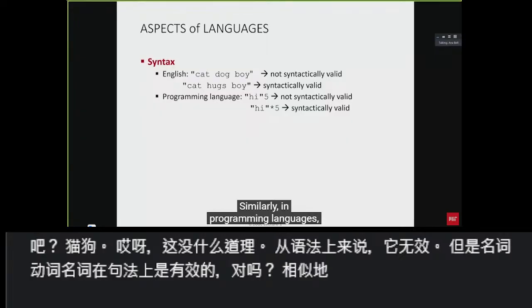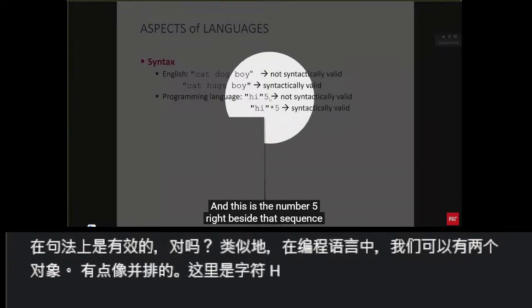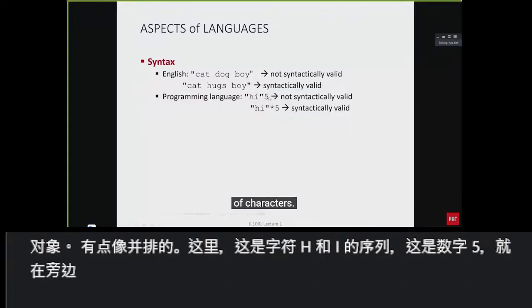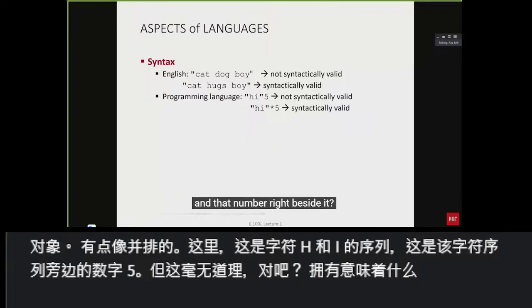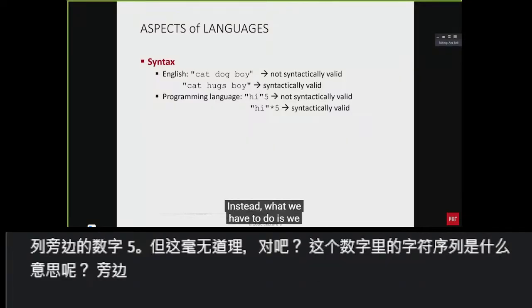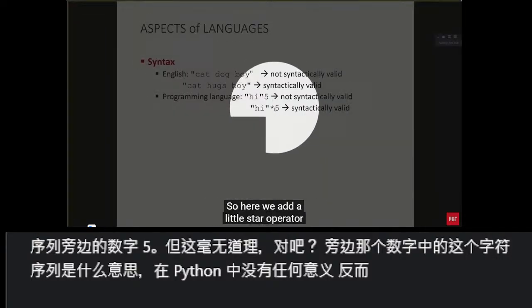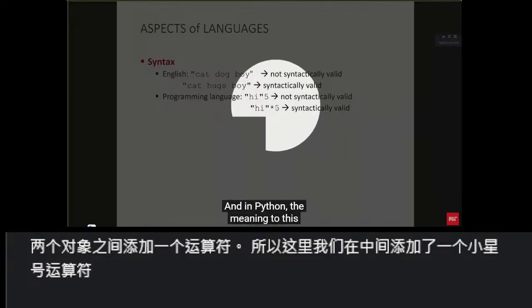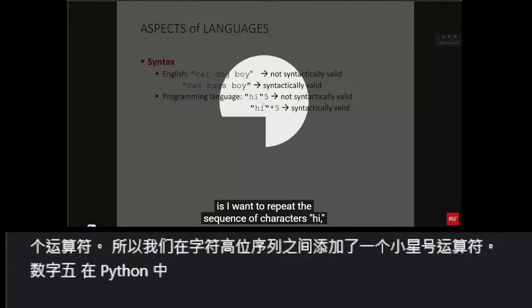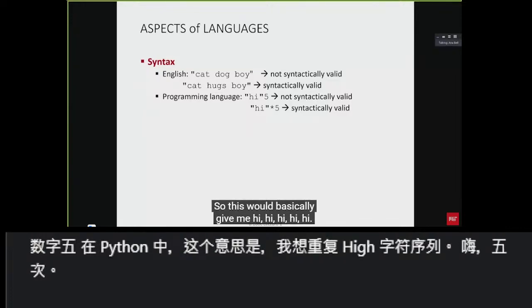Similarly, in programming languages, we can have 2 objects side by side. Here, this is a sequence of characters, H and I, and this is the number 5 right beside that sequence of characters. But that doesn't make any sense, right? What does it mean to have this sequence of characters and that number right beside it? It has no meaning in Python. Instead, we have to add an operator in between these 2 objects. So here, we add a little star operator in between the sequence of characters hi and the number 5. And in Python, the meaning of this is I want to repeat the sequence of characters hi 5 times. So this would give me hi, hi, hi, hi, hi.